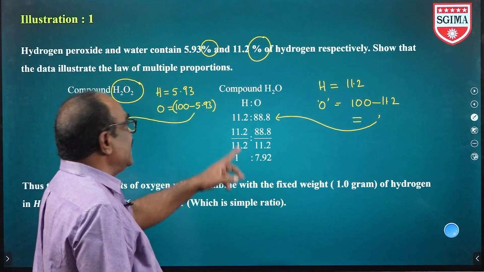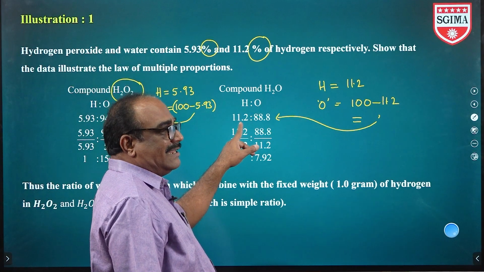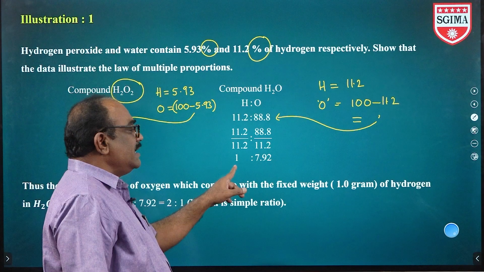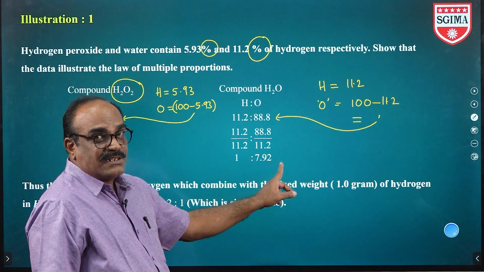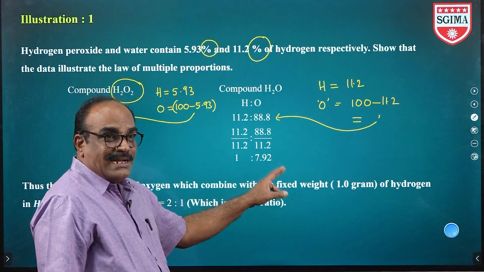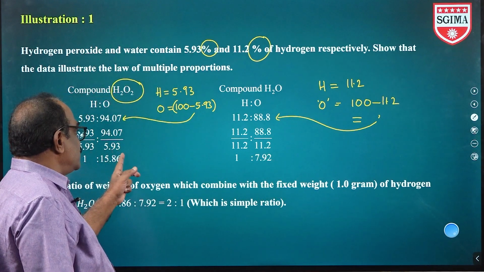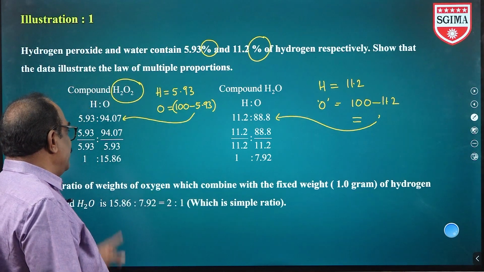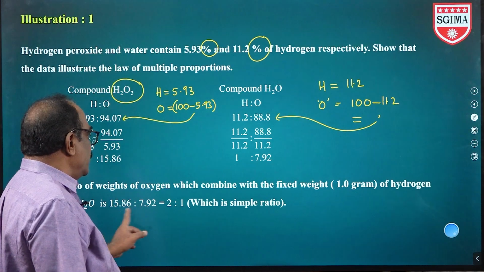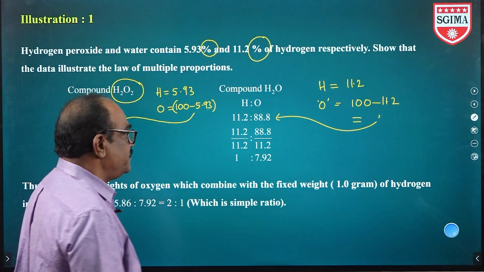15.86, and in the second compound, water, taking the smallest number, 11.2, I divide both of them, so that you get how many grams of oxygen combine with 1 gram of hydrogen, which will be 1 is to 7.92. In both the cases, I fixed the weight of hydrogen. So, the weight of oxygen combining will be in the ratio of 15.86 to 7.92, which is equal to 2 is to 1 ratio, which is a simple ratio.